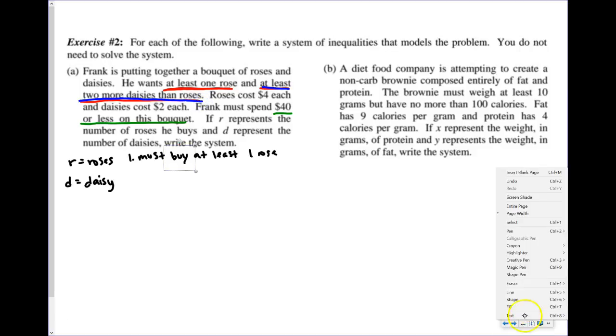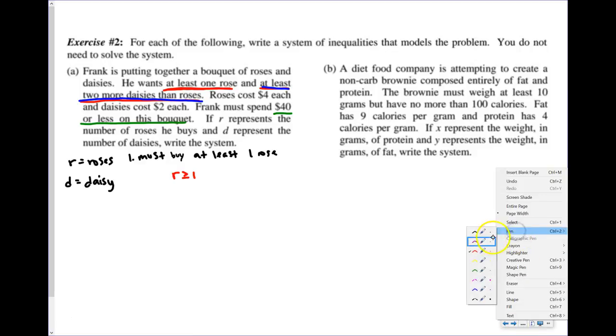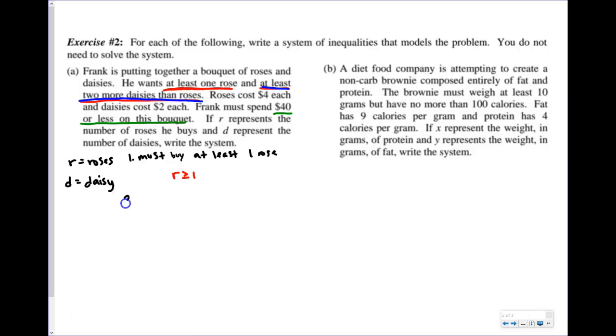So, number 1, he has to have at least 1 rose, so roses has to be greater than or equal to 1. That's our first equation, right? He has to buy at least 1 rose. The second thing we know is the blue part. He has to buy 2 more daisies than roses. So he must buy at least 2 more daisies than roses.